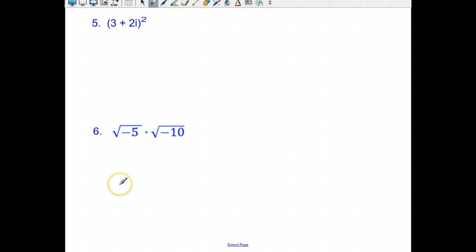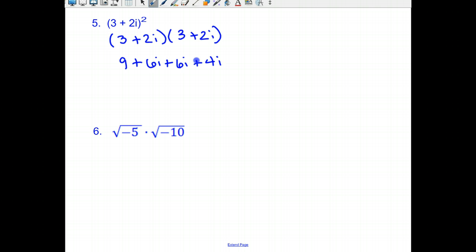Number 5, 3 plus 2i quantity squared. Let's go ahead and write that 2 times. 3 plus 2i times 3 plus 2i. And then FOIL it. 3 times 3 is 9. 3 times 2i is 6i. 3 times 2i is 6i. And 2i times 2i is 4i squared.